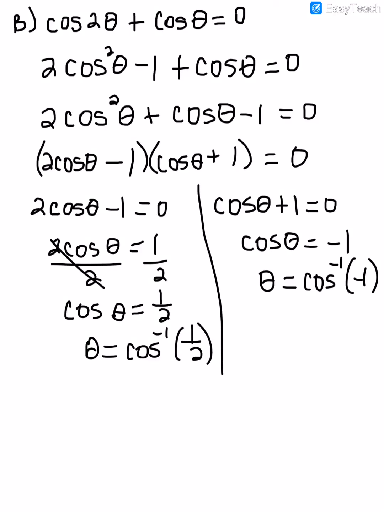Alright, so the angles whose cosine is 1/2 would be 60 degrees and 300 degrees. And then cosine is -1 at 180 degrees. So those are the solutions to this equation.